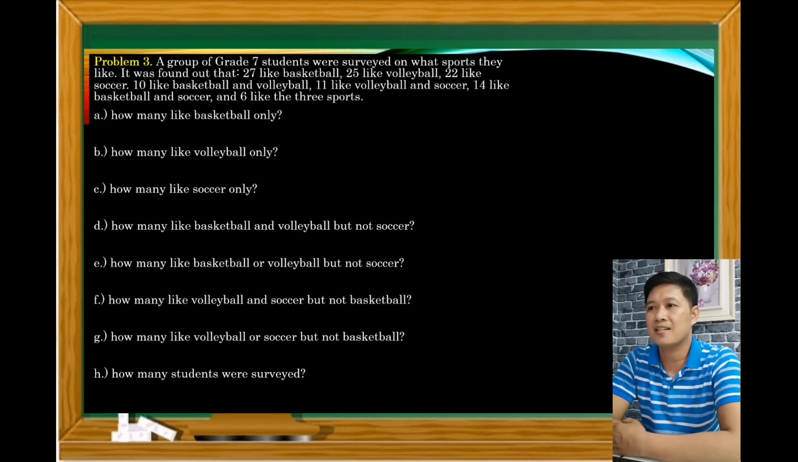Here are the questions. A. How many like basketball only? B. How many like volleyball only? C. How many like soccer only? D. How many like basketball and volleyball but not soccer? E. How many like basketball or volleyball but not soccer? F. How many like volleyball and soccer but not basketball? G. How many like volleyball or soccer but not basketball? H. How many students were surveyed?